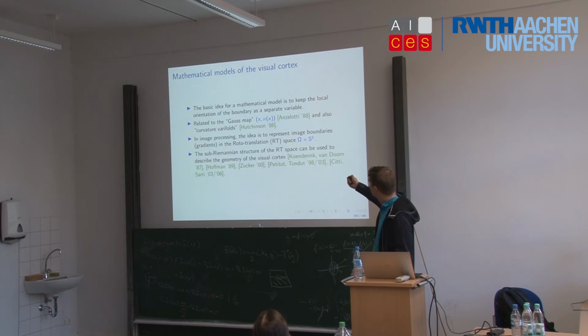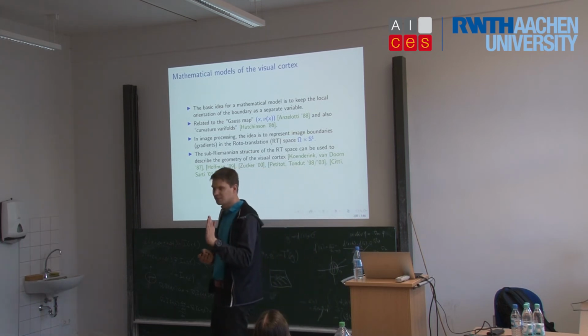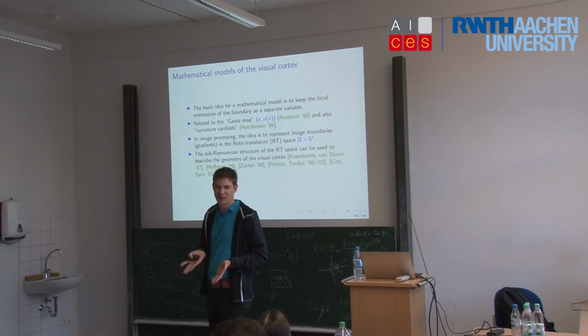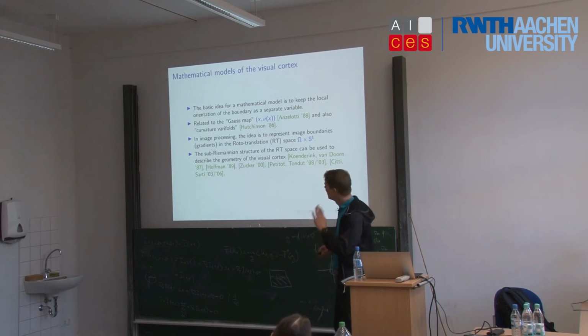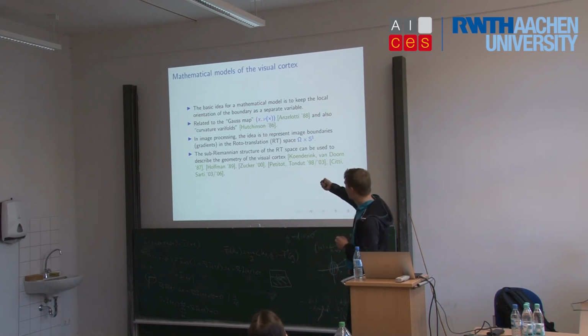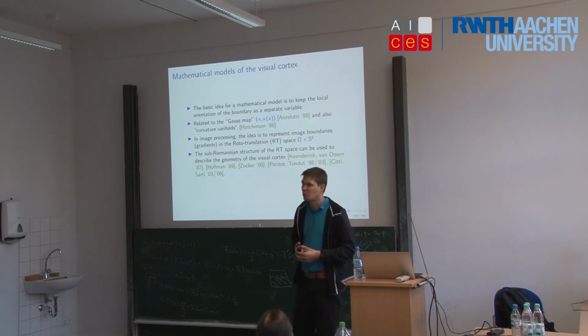The basic idea is to keep the local orientation of the boundary as a separate variable. So in the total variation, we just had the gradient, and we took the norm of the gradient. So we threw away the orientation of the gradient. But now the idea is to keep the orientation of the gradient as a separate variable. This is connected to a Gauss map, where this is the local orientation, to varifolds, a very complicated concept in variational analysis. And in image processing, the idea is to represent image boundaries or gradients in the rotor translation space.